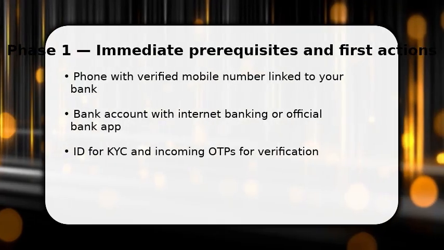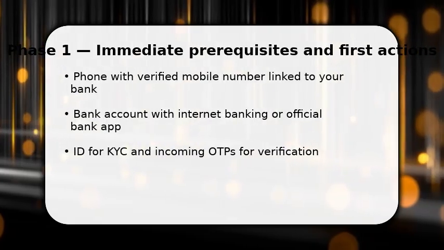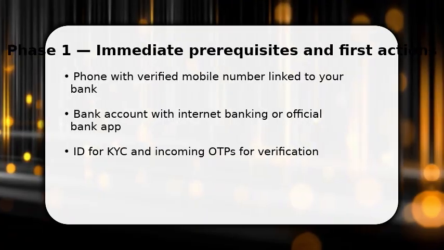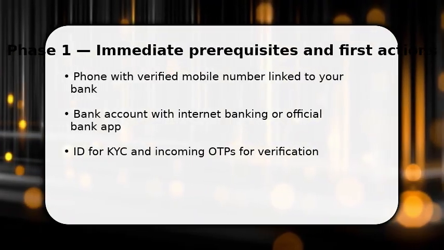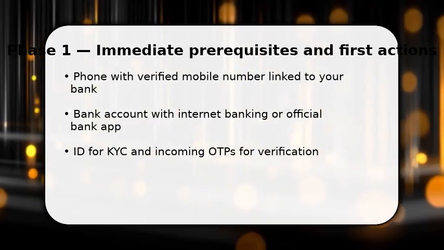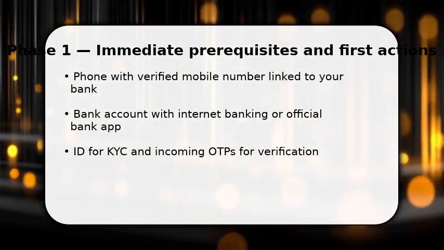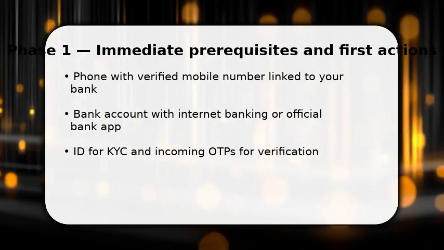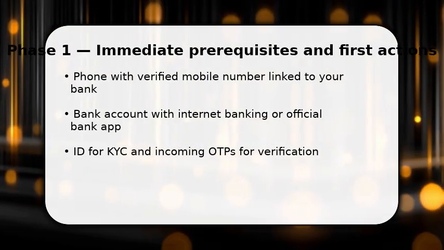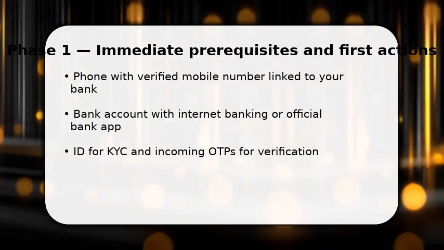You have what matters: a bank account and a phone with the same mobile number. First, install your bank's official app or a trusted UPI app, then sign in using internet banking credentials or mobile verification. Once done, accept permissions for SMS and contacts so OTPs and bank messages arrive. Make sure your KYC is complete. Banks block transfers without it.